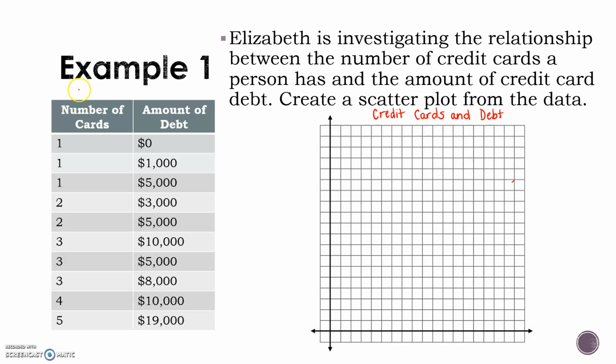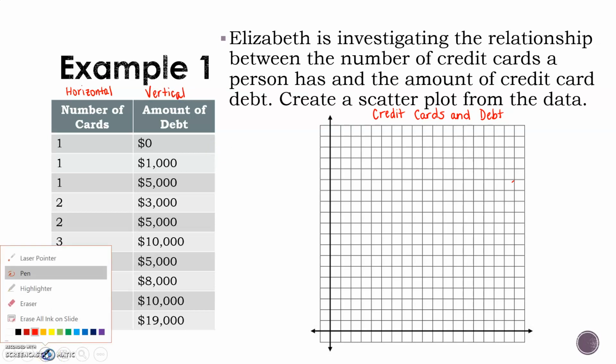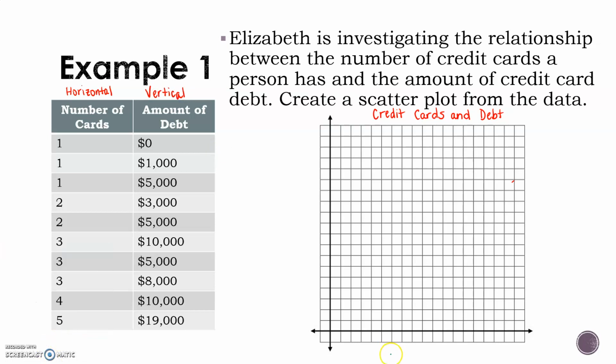The first column is always the horizontal axis, just like before. We did this in the graphing unit. Horizontal axis is for the first column, vertical axis for the second column. So I'm going to label my axes. This is going to be the number of credit cards. And the vertical axis is going to be the amount of debt.